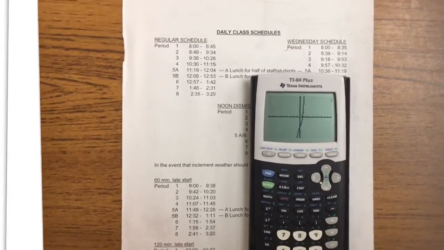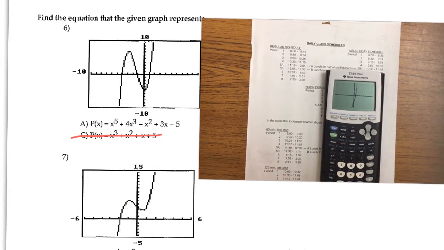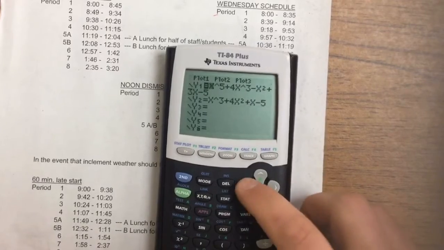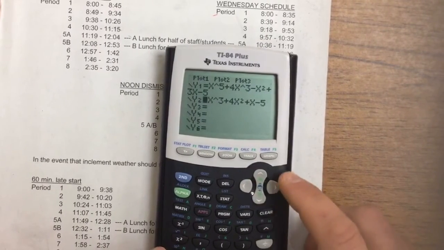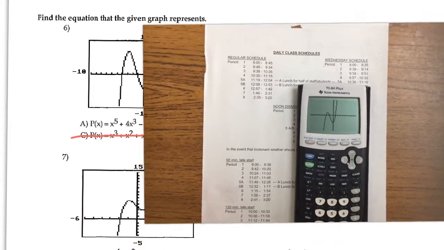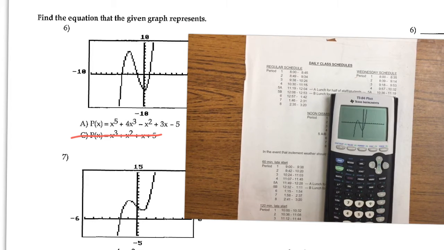And I very quickly realize that does not match this graph. Okay, so it's not A. Now let's prove to ourselves that it is C. I'll turn this one off now, turn this one on, graph it, and that is a distinct match to that graph.